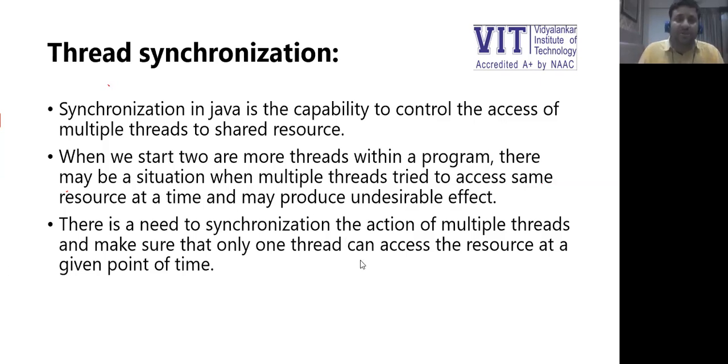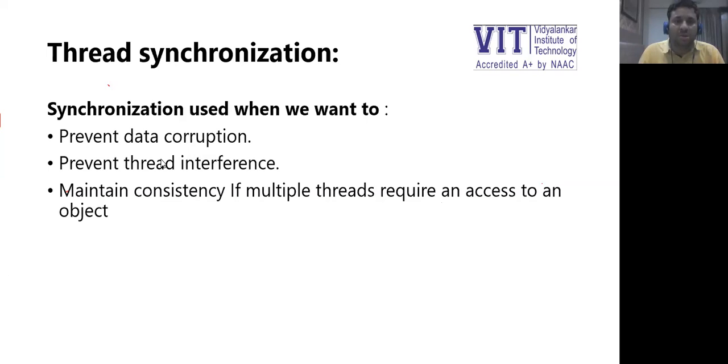Among the actions of multiple threads, we should ensure that only one thread can access the resource at a time. This is what synchronization is all about. Only one thread should be allowed to access the resource at a time. Now with synchronization, we can prevent data corruption and thread interference. One thread should not interfere with the working of another thread, and there should be consistency. So this is what we desire out of synchronization.